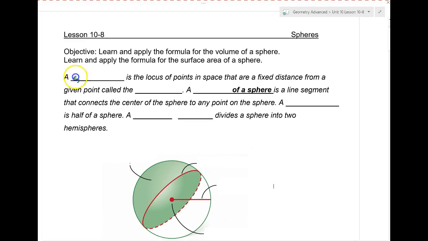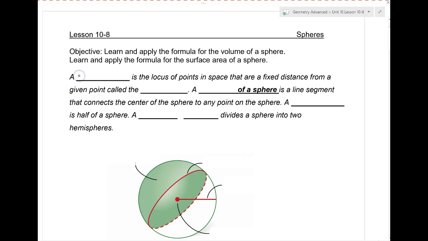All right, so what is a sphere? Well, a sphere, now it says a locus. Well, a locus is just a group of points or intersection of points. So let's just change that to a set. A sphere is a set of points in space, so it's three-dimensional, that are a fixed distance from a given point. All right, what's that given point always called, guys? The center. Same idea as if you're doing a circle.